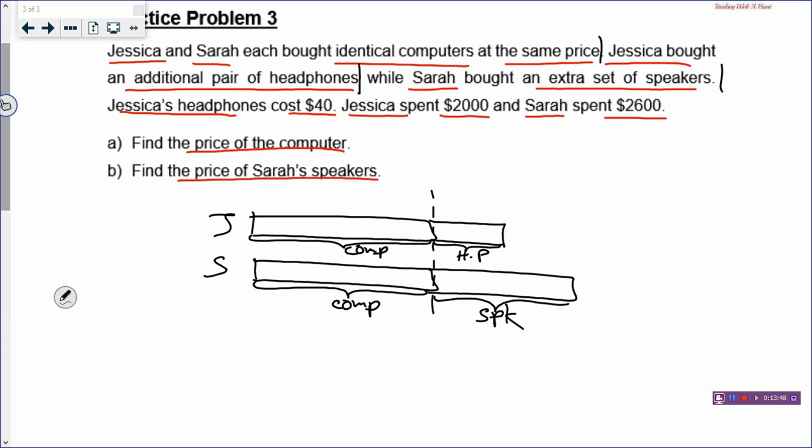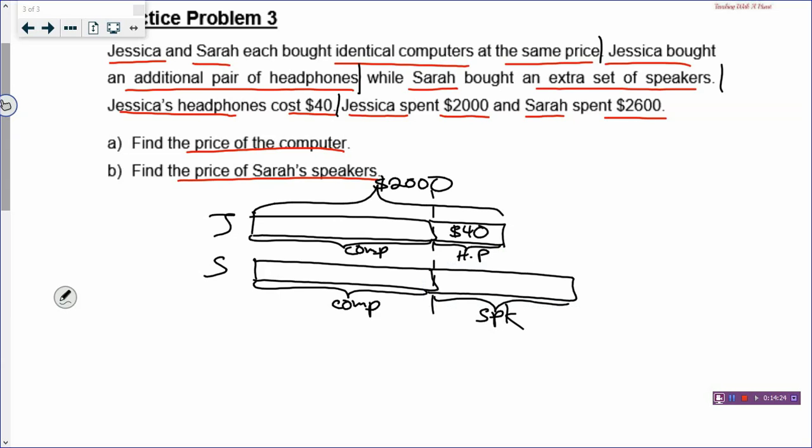Okay, now, Jessica's headphone cost $40. All right, so let's put Jessica's headphone. So you put the number into the box, $40. Okay, so you're until here already. Am I correct? So you just focus on the drawing one sentence at a time. Jessica spent $2,000. All right, so I'm going to label, right? Put the arrow sign there, and that will be Jessica spent $2,000. All right, so the model gets clearer and clearer. And Sarah spent $2,600.